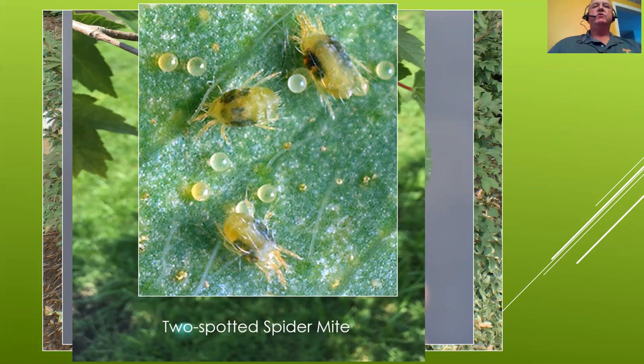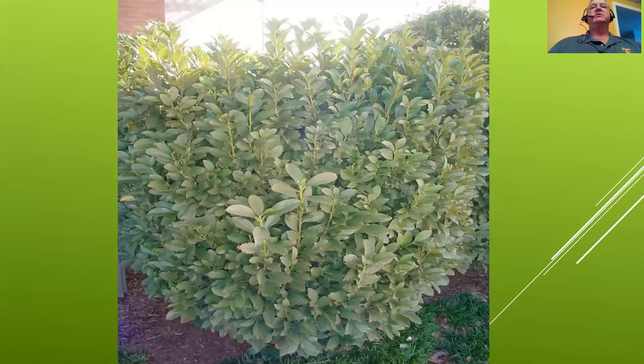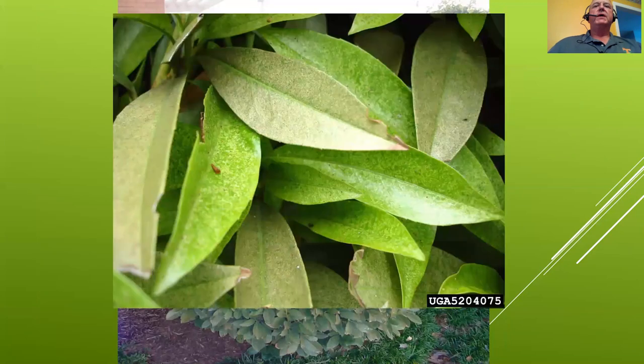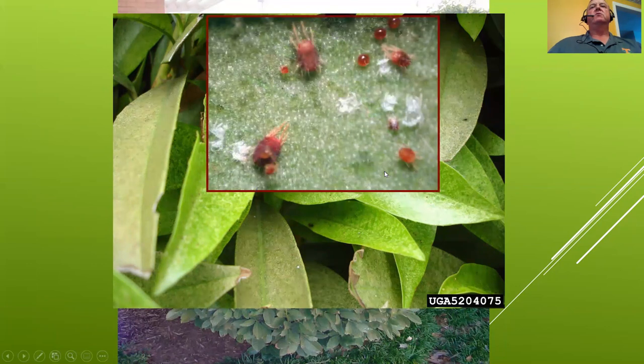So here's an example of a two-spotted spider mite we see. I think this is on a laurel, and you notice the stippling again. On the leaf surfaces, you've got some green, but you also notice all that little yellow stippling in there. If you look a little closer, it's got some red spider mites on it. And they can be active in the warm weather. The two-spotted mites, they're warm weather mites. They're more active in warm weather.